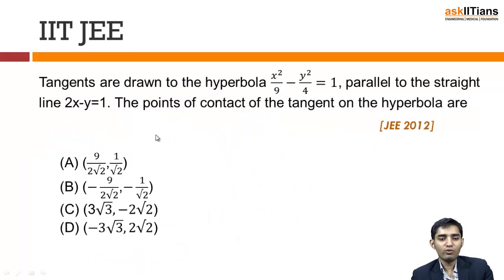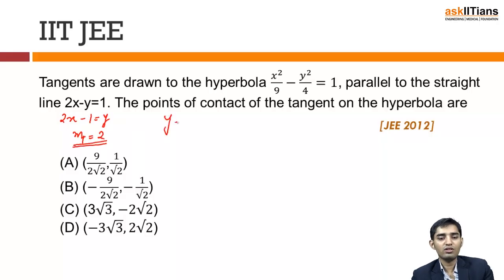Okay, let us see one more question, that is tangents are drawn to the hyperbola. This hyperbola equation is given, parallel to this straight line, right? So if tangents are drawn parallel, what will be the slope of tangent? This is 2x minus 1 equal to y. So slope of tangent will be nothing but 2. Slope will be 2, right?